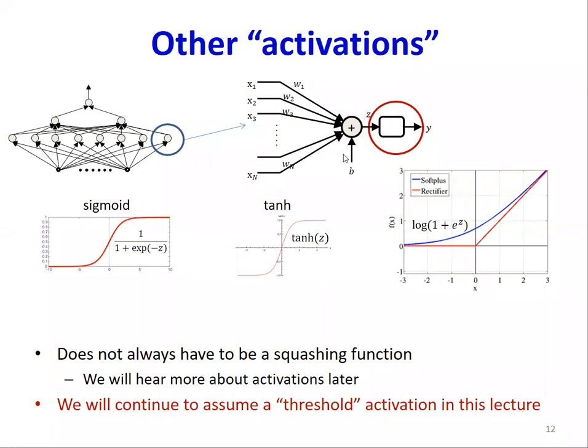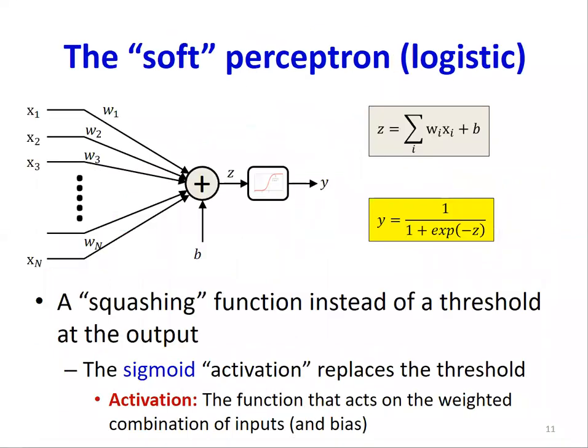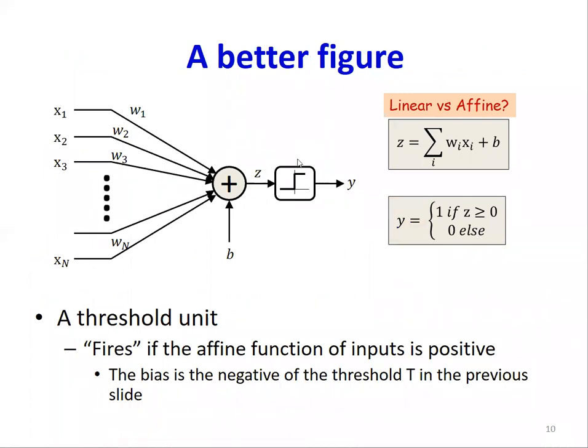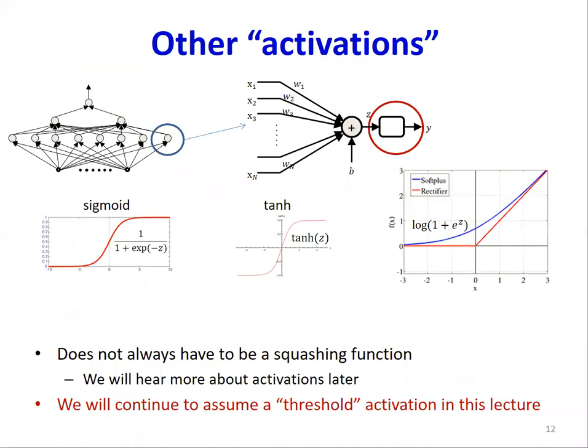And we can have other kinds of activations on the affine value. For example, the rectified linear unit, which is this red line here, where the output is the same as the input if the input is positive and it's 0 otherwise. Or the softplus, which is a smoother version of the ReLU. You can have other kinds of activations. For this lecture, we're going to largely continue assuming threshold activations, meaning this activation function is going to be of this type, where the output is 1 if the input is positive and 0 otherwise.